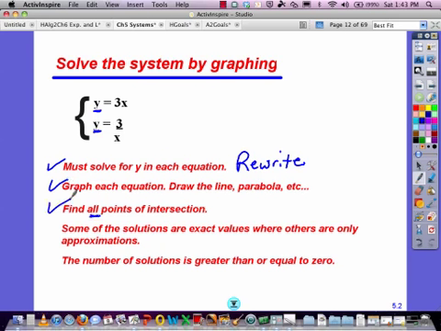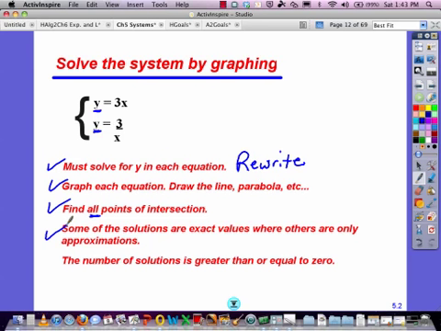Some of the solutions are exact solutions, and some of them are harder because they are only approximations. You can't see them very easily. They're decimals, fractions, combinations that are not nice whole numbers. And then last but not least, the number of solutions is greater than or equal to 0.